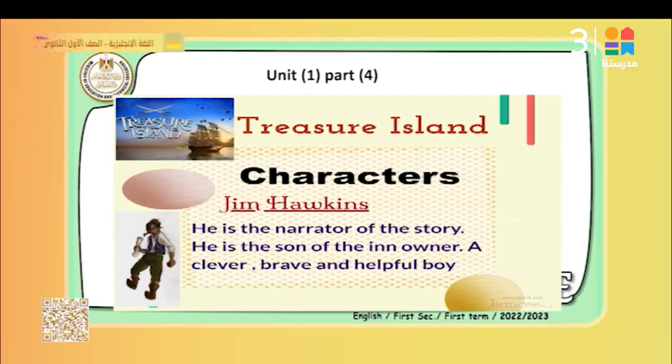I will discuss with you two of the most important characters which appeared in chapter 1. The first character is Jim Hawkins. Who is Jim Hawkins? Jim Hawkins is a boy. He is the narrator of the story. The narrator means the person who tells us the story. And he is about 14 years old. He is a teenager, but he is a brave young boy. He is the son of the inn owner, a clever, brave, helpful boy. So what are his qualities? He is clever, he is helpful, and he is brave.